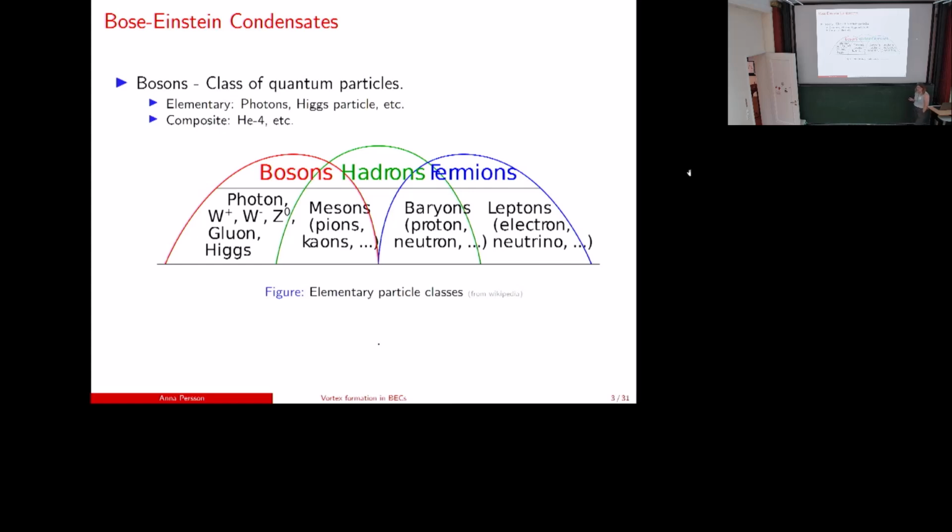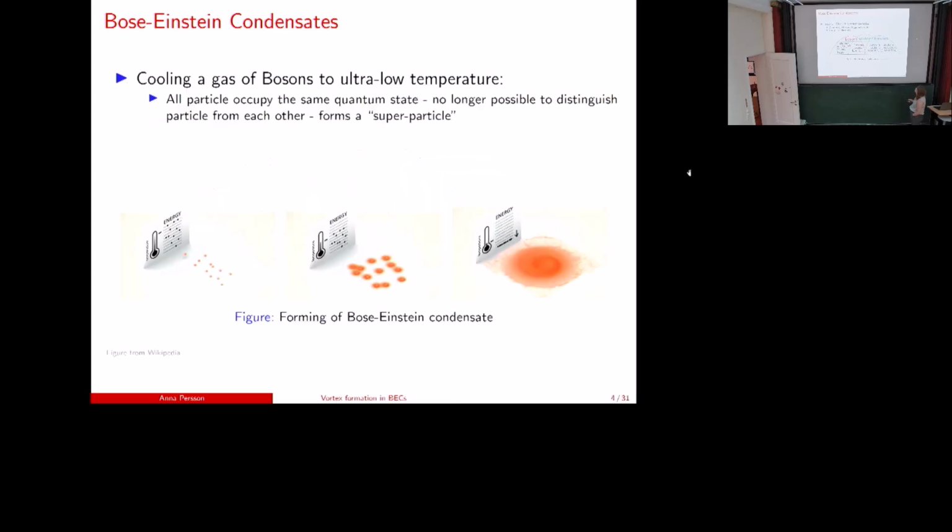So bosons are a class of quantum particles. This is a little scheme of the different quantum particles. These are the bosons, you have the hadrons, and the fermions. You probably recognize the photon and the Higgs particle, they are bosons. But there are also composite particles that are bosons, like the helium-4 isotope, for instance. It all has to do with the spin. But I will not dig too deep into the quantum physics. I want to focus on math.